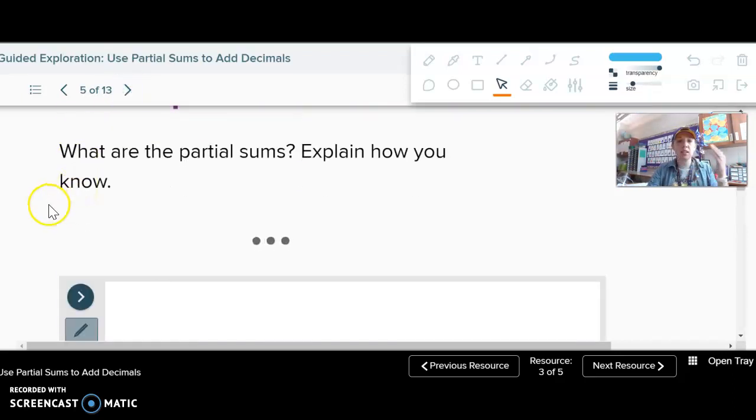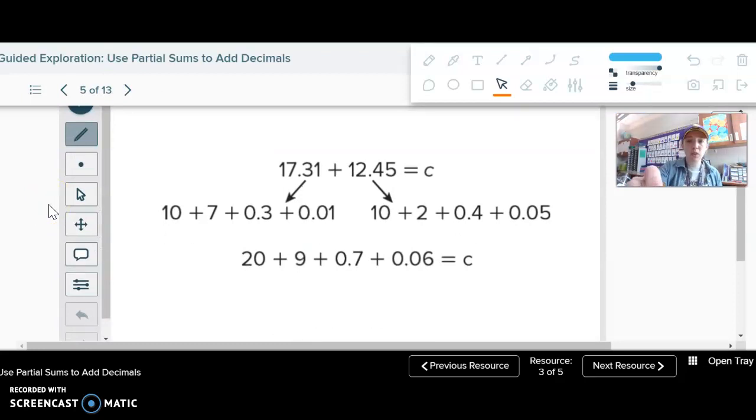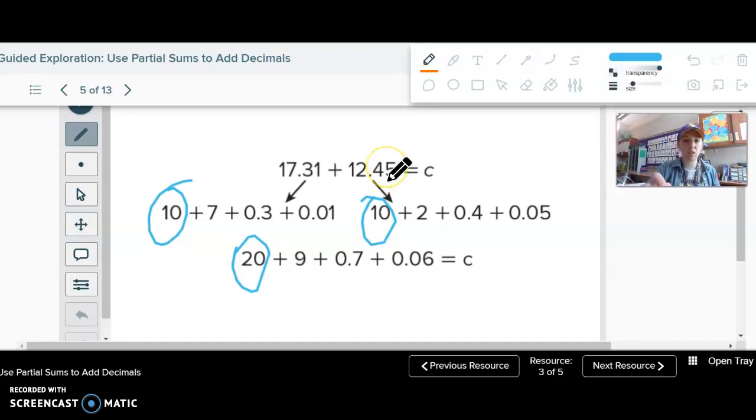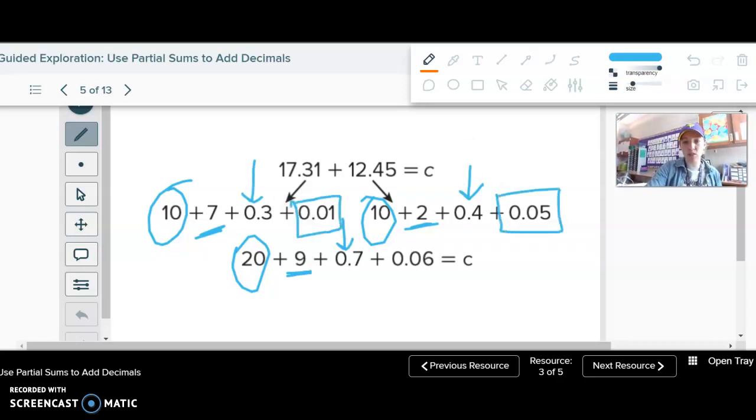And then we add each place together. So we'd combine the 10s to get 20. The 7 ones and the 2 ones to get the 9 ones. The 3/10 plus the 4/10 to get 7/10. And then the 1/100th plus the 5/100ths to get 6/100ths. Okay, so you're just splitting them up into places, adding those together, and then you can reassemble the number.